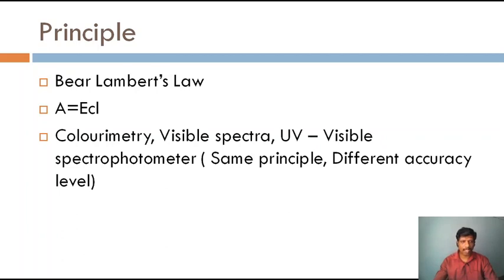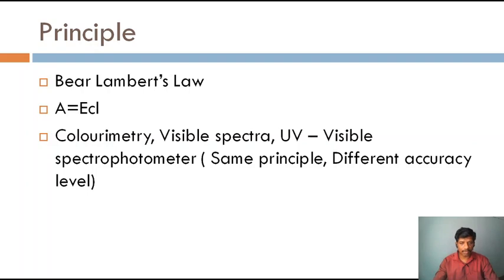Next information I would like to give is, there is no difference between colorimetry and UV visible spectroscopy as far as principle is concerned. Principle and technique, everything is the same. Our working is also the same. But the accuracy is different. For example, if you take colorimetry, you have only a few choices of filters. You have only a few choices of wavelength that will pass through the sample, only studying the absorption of that particular wavelength, not more than that.